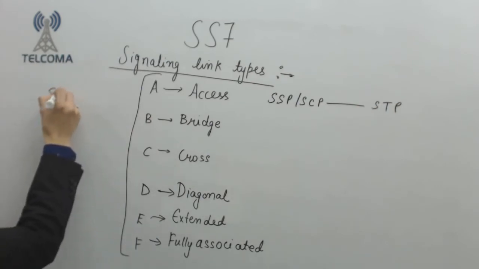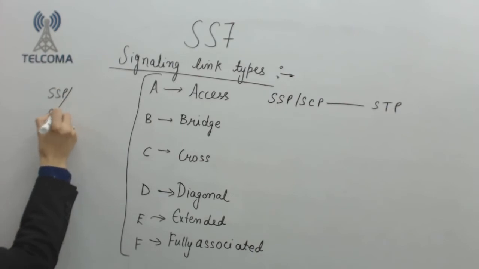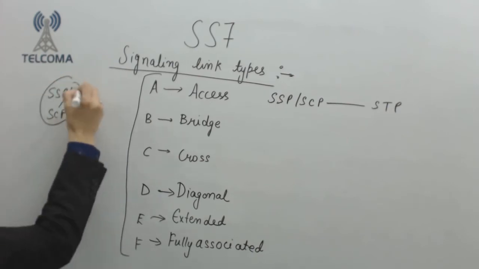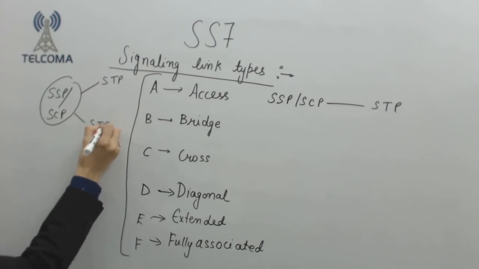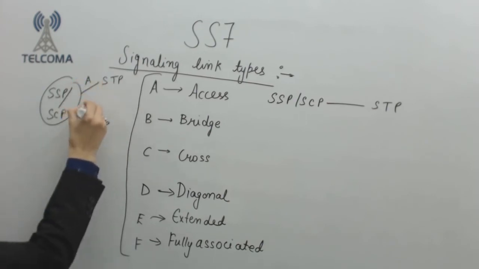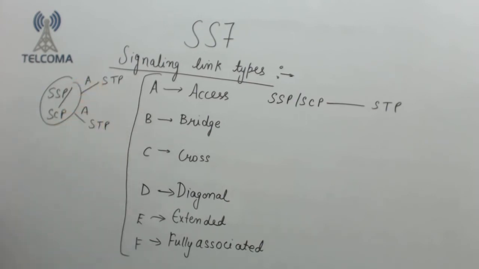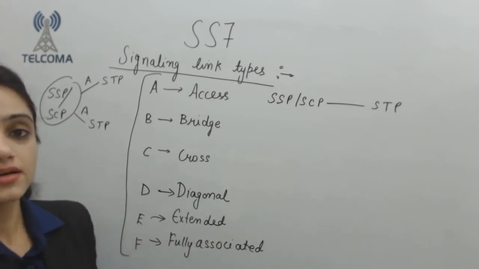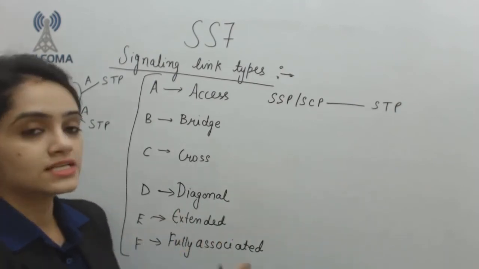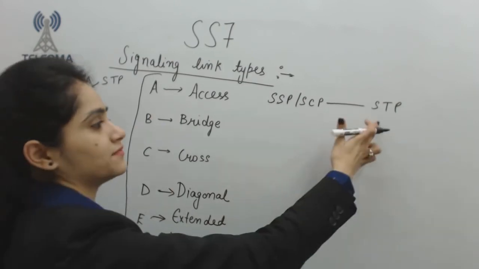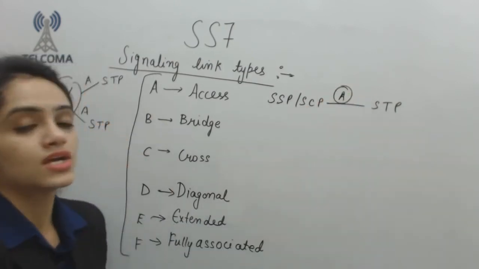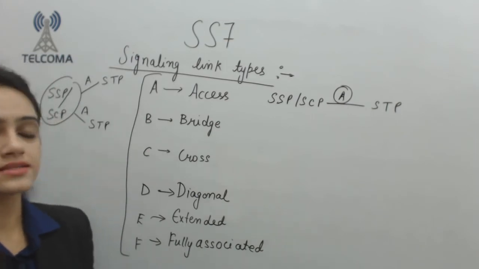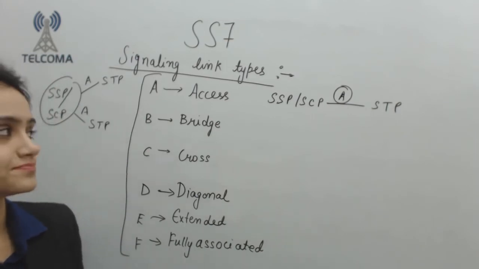Like in the diagram, we have SSP or SCP. Now I have connected it to two different STPs. So this link will be an A link, an access link, because subscriber information or various switching information has to be retrieved by STPs. So that will form an A link, and that's why it is known as an access link.